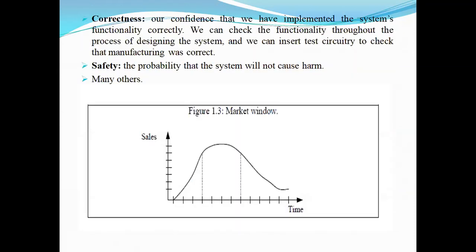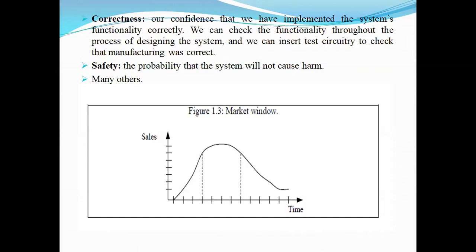The next one is correctness. Obviously, the functionality should be correct. If the functionality is not correct, it may create disastrous effects. So functionality will play a major role in deciding the performance of an embedded system. Also safety. So safety will be a major role.